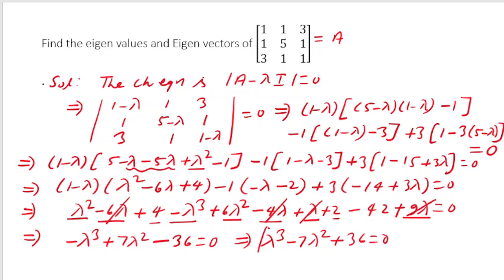So this is a cubic equation because it was a matrix of size 3 cross 3. So if a matrix is of size 3 cross 3, the characteristic equation will be a cubic equation. Now we need to factorize it to get the value of lambda. So I am continuing here on the next page. So we have got the characteristic equation, that is lambda cube minus 7 lambda square plus 36 is equal to 0. Now how to factorize this, and this is a challenging thing for a lot of students, but we are going to use the hit and trial method.